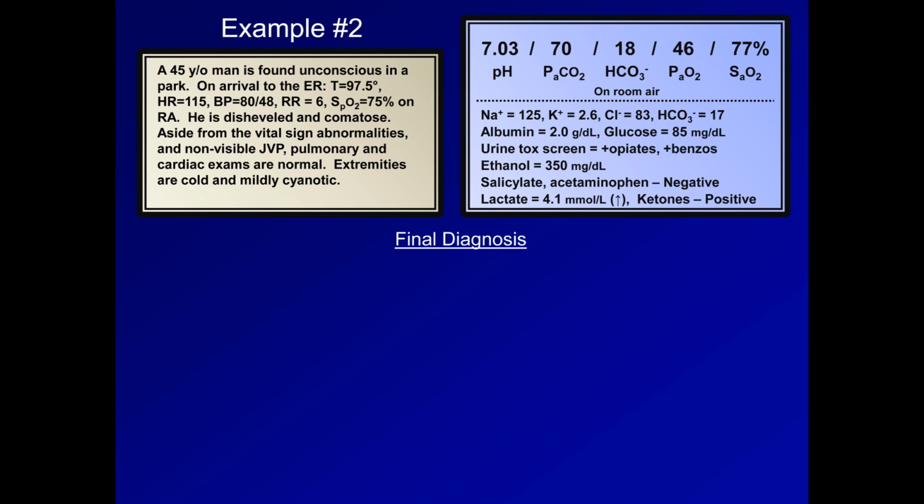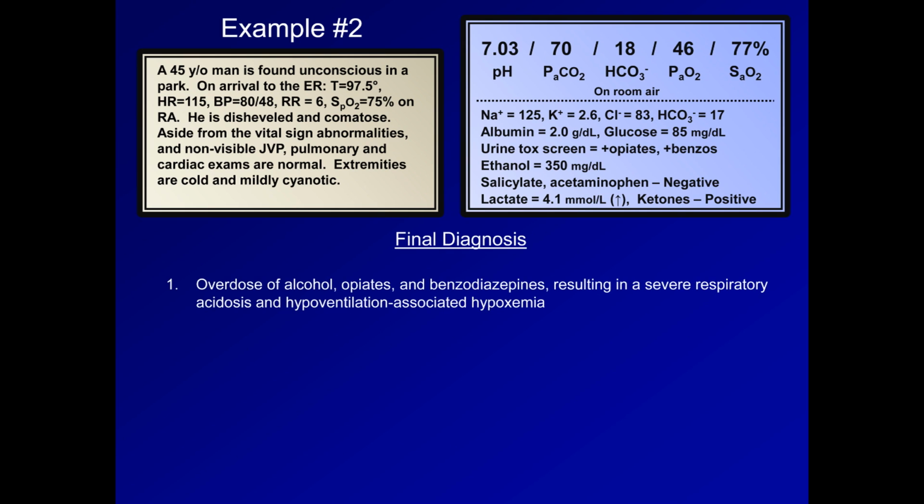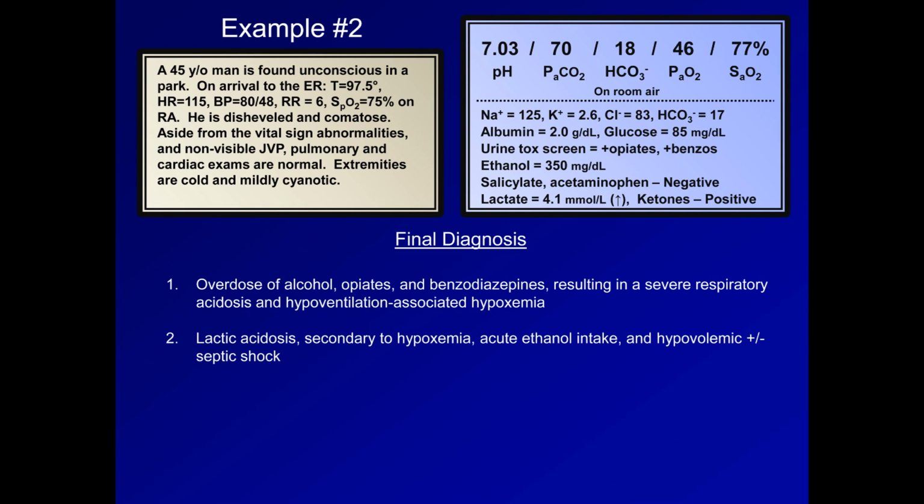So in summary, the patient has an overdose of alcohol, opiates, and benzodiazepines, resulting in a severe respiratory acidosis and hypoventilation-associated hypoxia. As secondary diagnoses, he has a lactic acidosis secondary to hypoxemia, acute ethanol intake, and hypovolemia, plus or minus septic shock. He also has alcoholic ketoacidosis. And last, he has a metabolic alkalosis, likely secondary to dehydration, plus or minus vomiting.